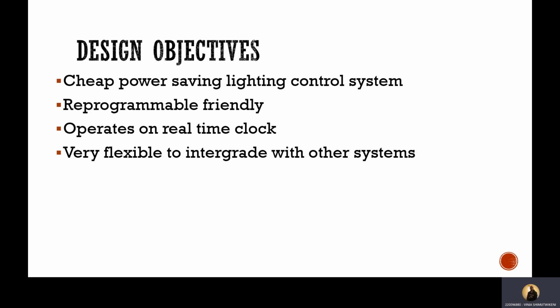The design objectives for this project are to build a system that is very cheap and saves power. It is also reprogrammable friendly, so you can program it anytime. It operates on a real-time clock and is easy to integrate with other or existing systems.